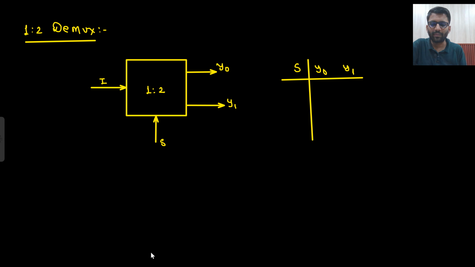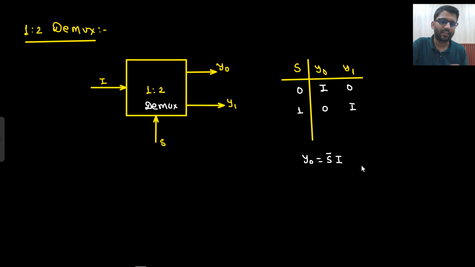What would be your 1 cross 2 demux? This is your 1 cross 2 demux. So what it says, if S is 0, then information will be transferred to Y0 and Y1 will be 0 only. And if S is 1, then this information is transferred to Y1 and this will be 0. So how you can write Y0? Y0 is, if S is not there, then your information is transferred. And what is your Y1? If S is there, then information is transferred. So this is your S bar I and this is your S I. I hope you are comfortable with that.